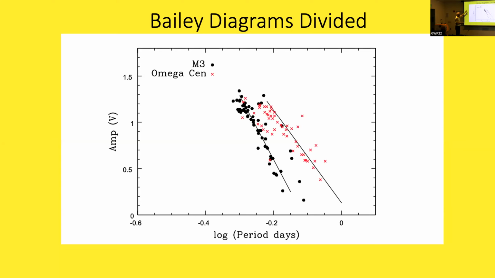Here are now Bailey diagrams in a much more high definition mode, where there are two different globular clusters, M3 and Omega Cen, which represent different metallicities. And again, it's amplitude versus period, and you've got the dichotomy there.